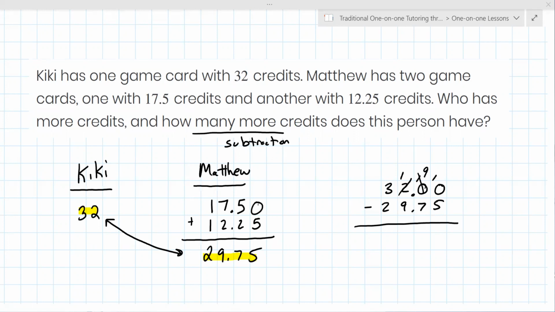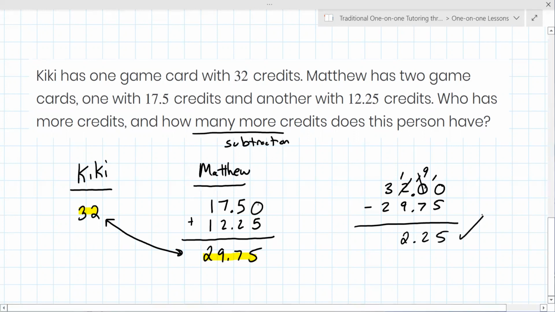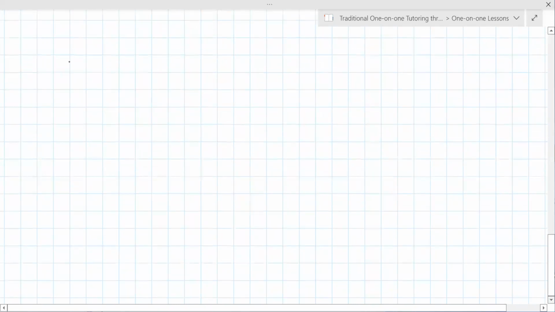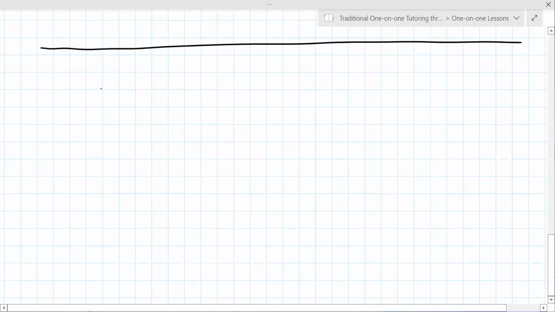Okay, what is your answer? 2.25. Yeah, that's correct. Perfect. Was that difficult for you? Not really. Okay, let's try one more here, because the borrowing is really the hard part.